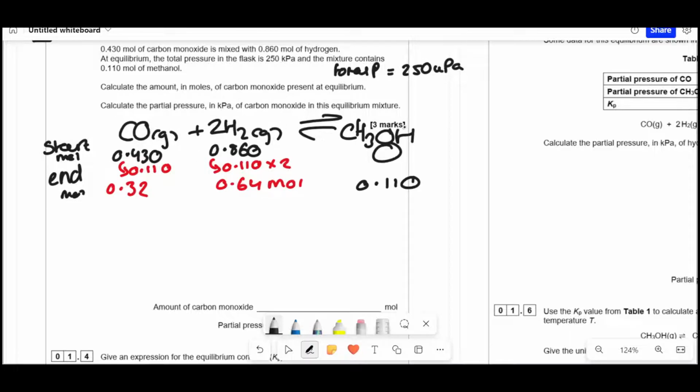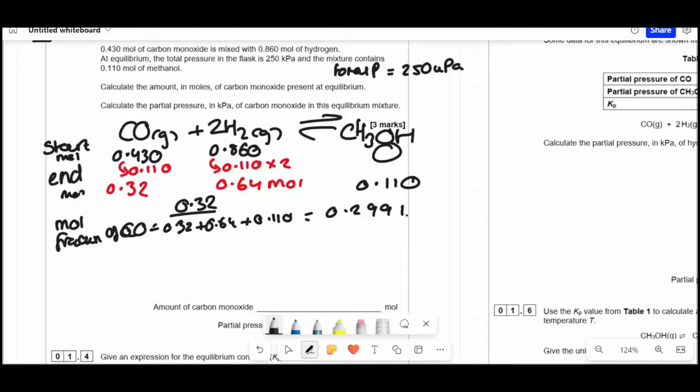Each one of these is going to take up a fraction of that pressure, a section of it. So we need to work out the mole fraction of the CO. The mole fraction is just the proportion of this in total. So our mole fraction of CO is going to equal its moles, 0.32, because they want it at equilibrium, divided by the total moles. So 0.32 plus 0.64 plus 0.110. If we do 0.32 divided by 0.32 plus 0.64 plus 0.110, we get 0.2991. I'll round it.